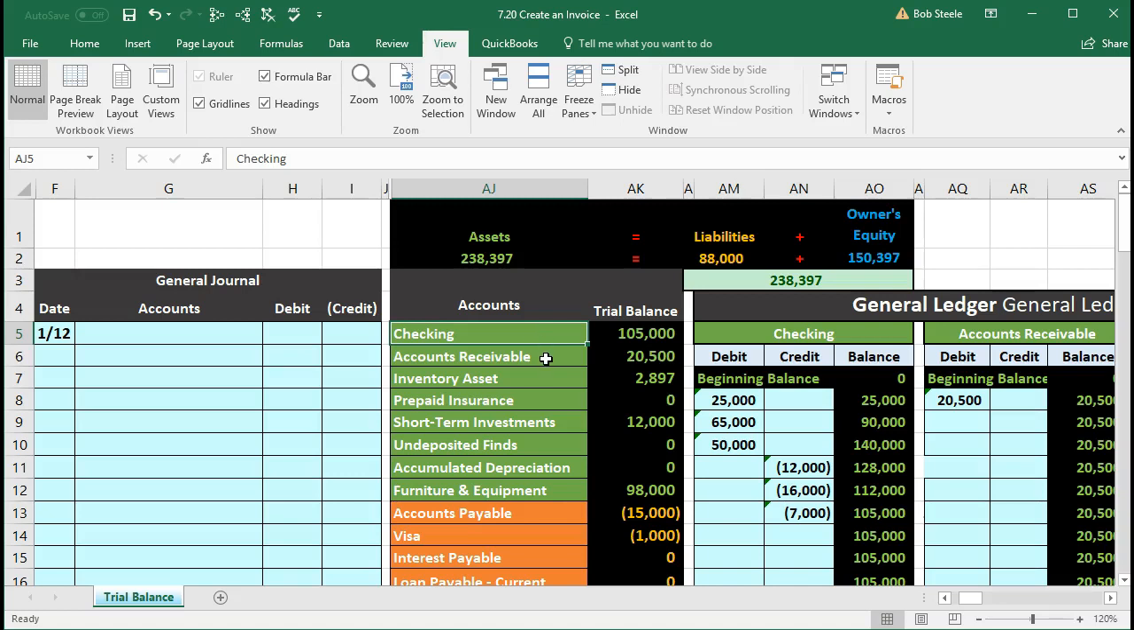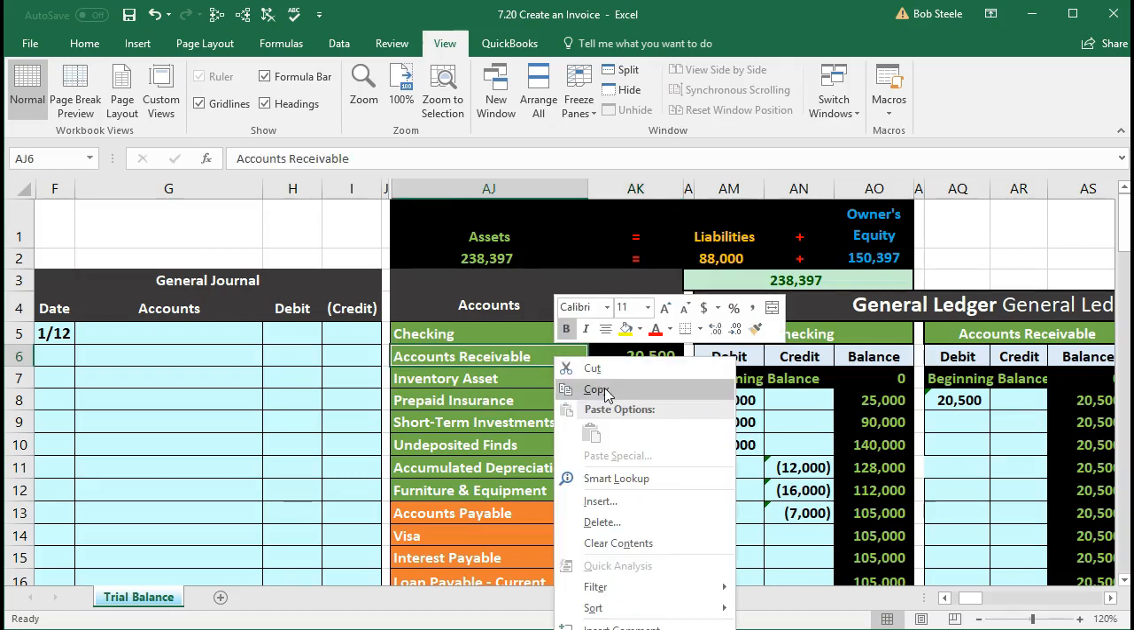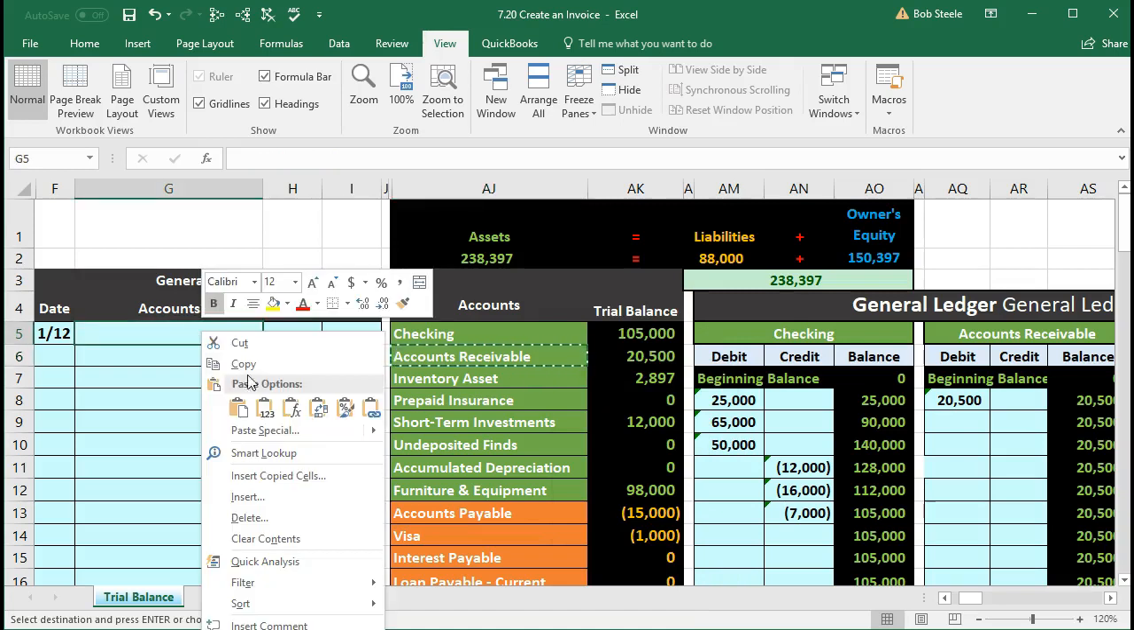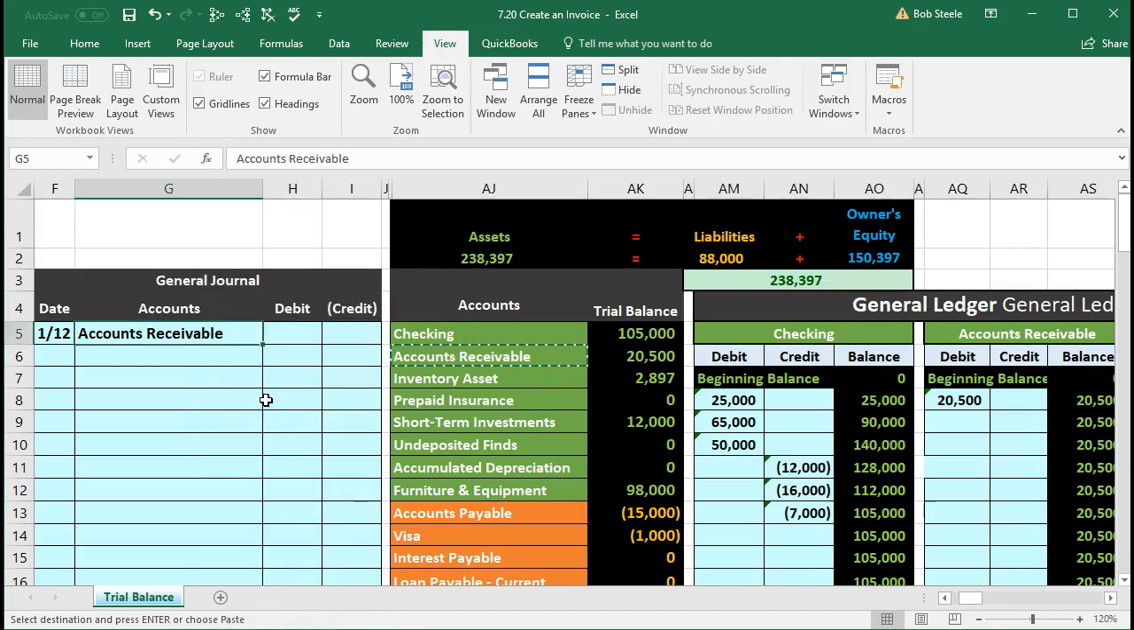What is affected? Accounts receivable. We're getting a receivable and therefore need to put the receivable on the books. So we are owed money. The receivable is a debit balance account. We need to make it go up. So we're going to do the same thing to it, which in this case is another debit. So we will copy the receivable in AJ6, right-clicking and copying. Going to put that into G5, right-clicking and pasting.